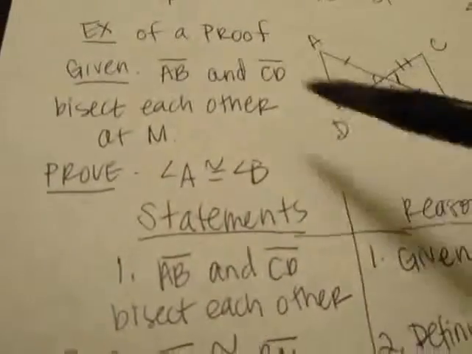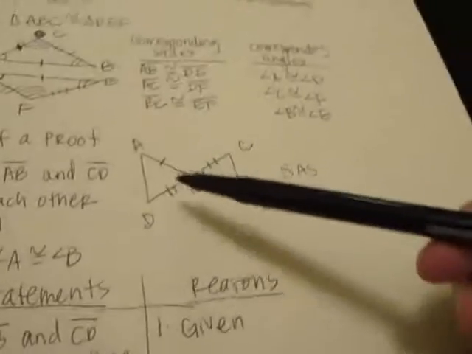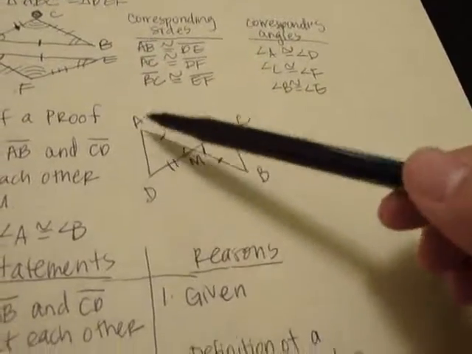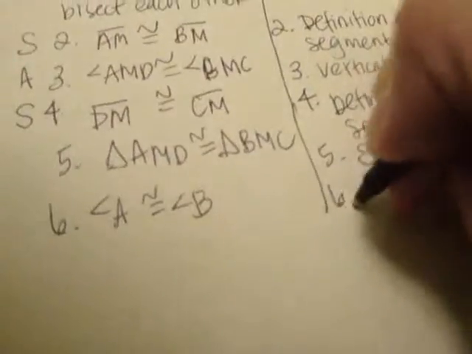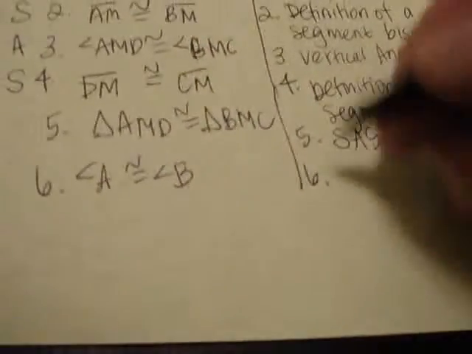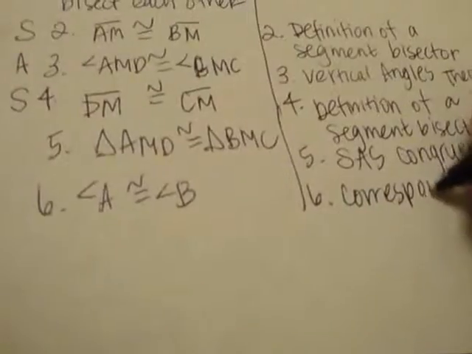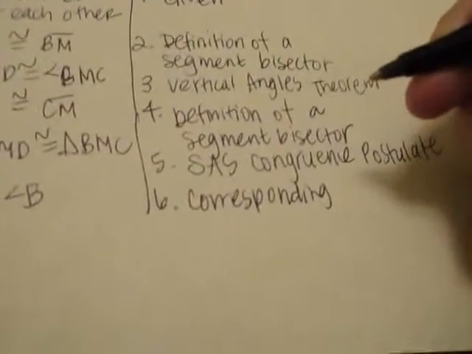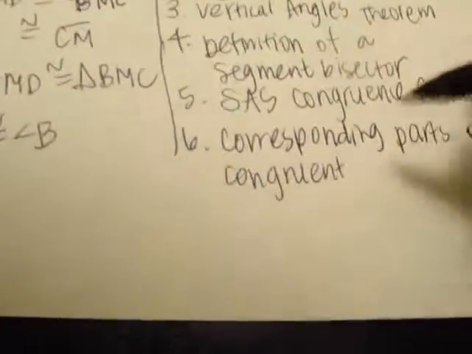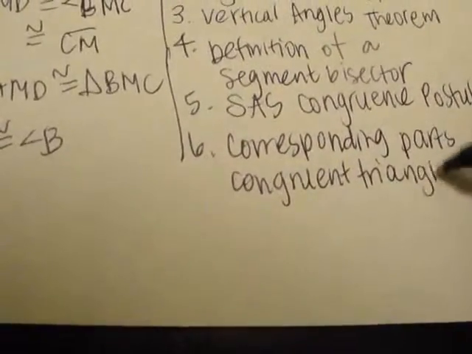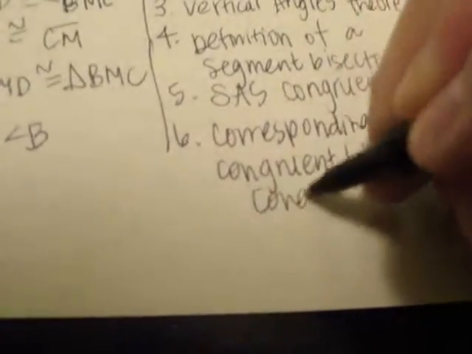And remember, we're trying to prove that angle A is congruent to angle B. Because we just proved that these two triangles are congruent, we now can prove that any of the matching or corresponding angles are then congruent. So we can go ahead and now say angle A is congruent to angle B. And the reason why we know this is because corresponding parts of congruent triangles are congruent.